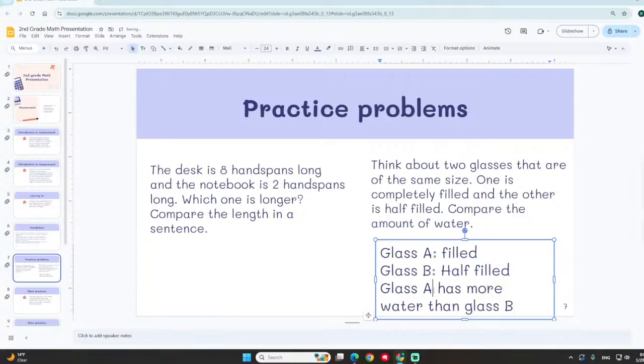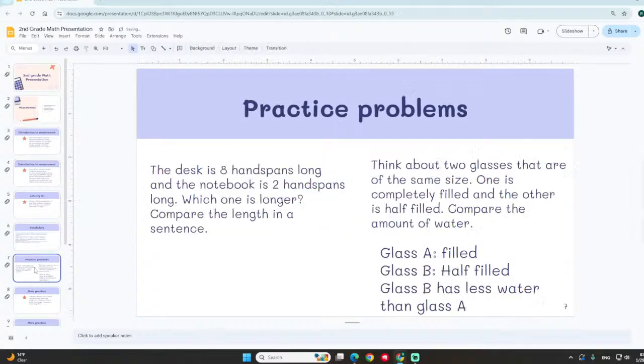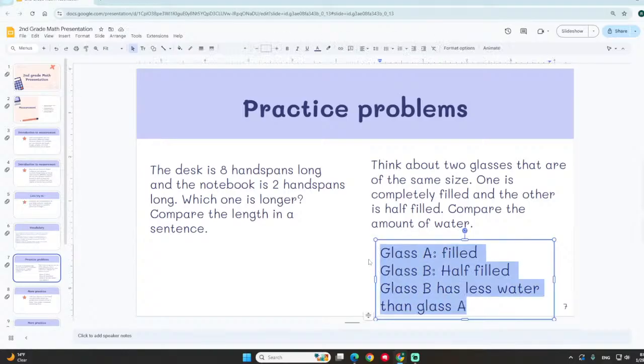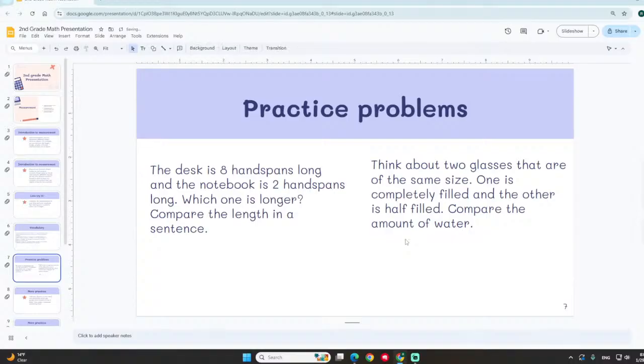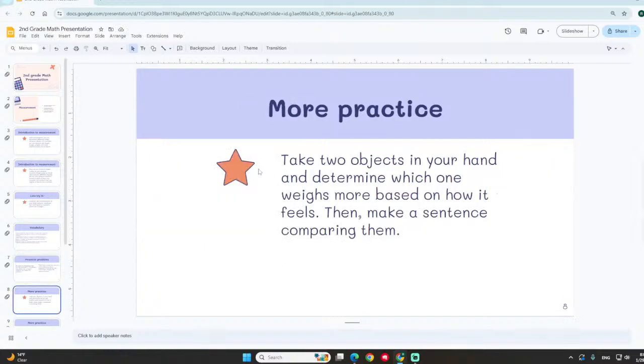So we can do 2 comparisons here. Either we can say this, or we can say glass B has less water than glass A, because glass A is filled and glass B is not filled. Okay? So we can also make comparisons the other way. Let's say person A is taller than person B. We can also say person B is shorter than person A. So these are different ways that we can use these terms.